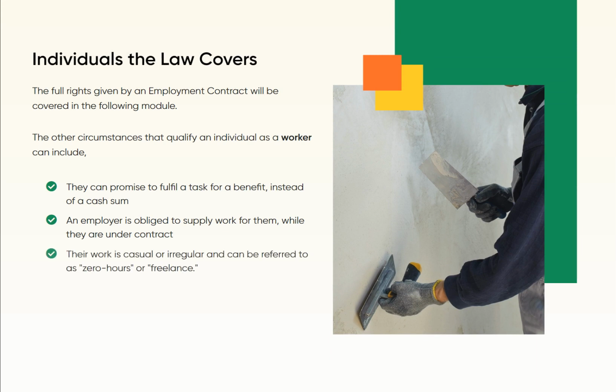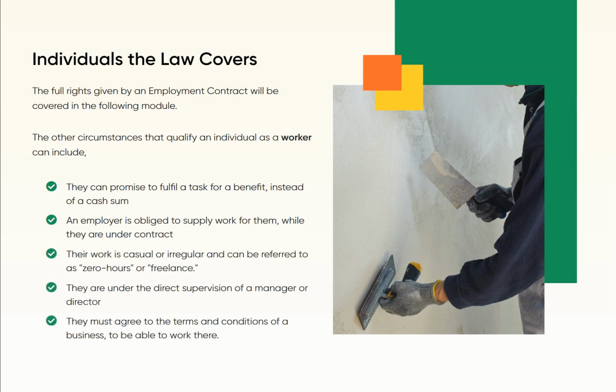The other circumstances that qualify an individual as a worker can include: they can promise to fulfill a task for a benefit instead of a cash sum. An employer is obliged to supply work for them while they are under contract. Their work is casual or irregular and can be referred to as 0 hours or freelance. They are under the direct supervision of a manager or director. They must agree to the terms and conditions of a business to be able to work there.